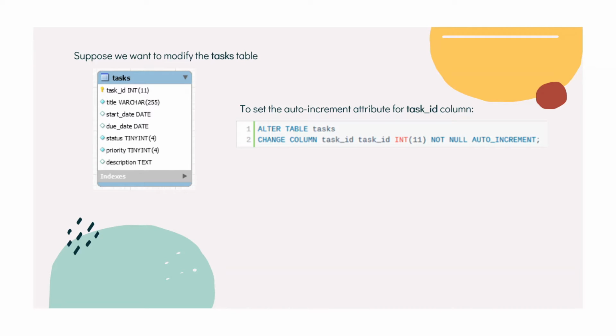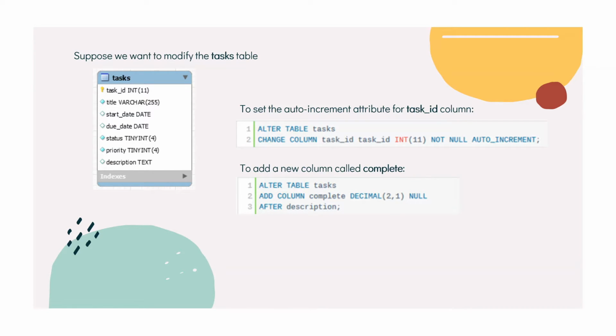Then if you want to add a new column called complete to record the percentage of completion for each task in the task table, we can use alter table to add a new column as follows. Alter table task, add column, the name of the column that is complete, and then the data type, decimal, and then the length, and then we set it to null. And we need to specify the place where we want to add the complete column, that is after the description column. So we need to add after description.